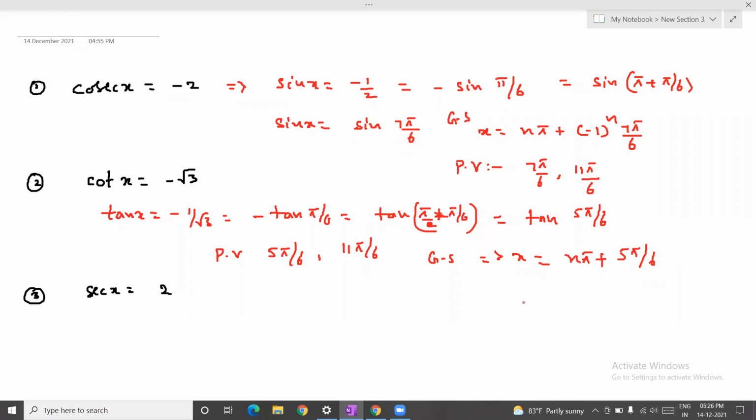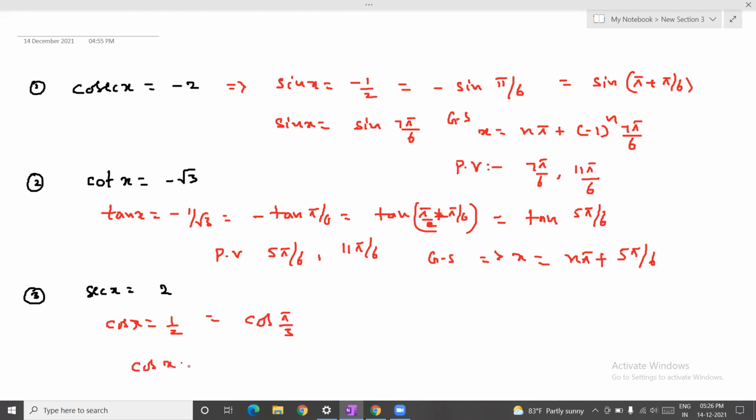Secant x is equal to 2. That means cos x is equal to 1 by 2. So it will be equal to cos pi by 3. Cos x is equal to cos alpha. What is the solution? Cos x is equal to cos alpha.